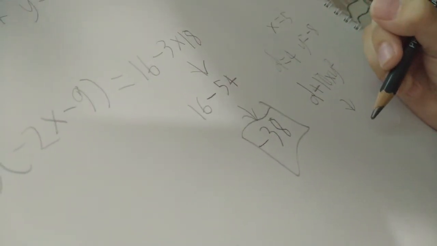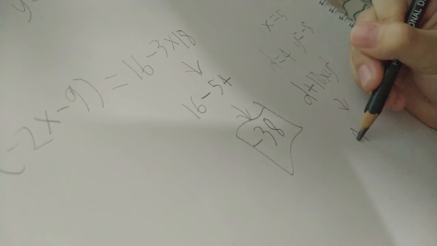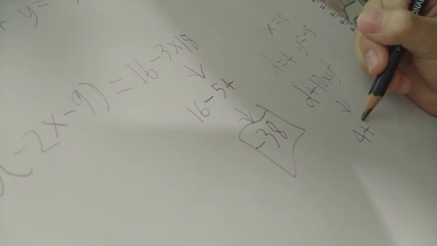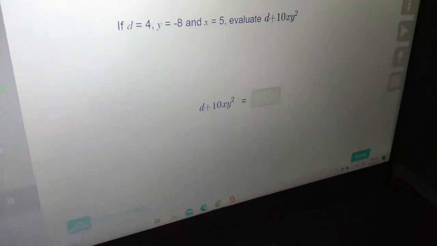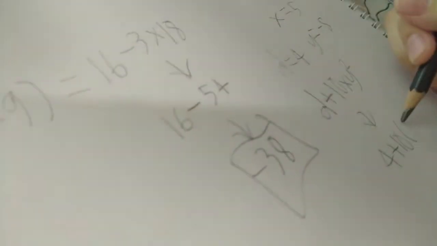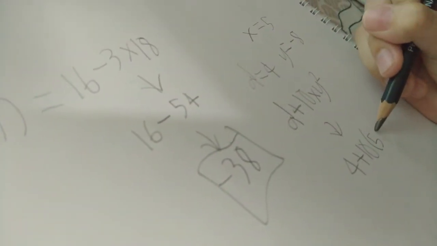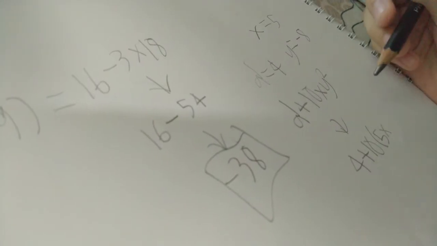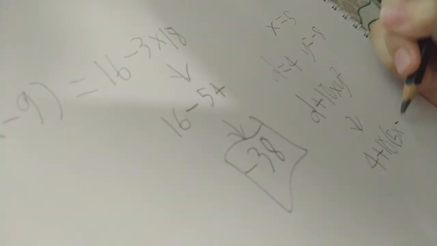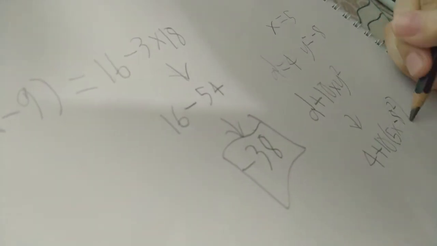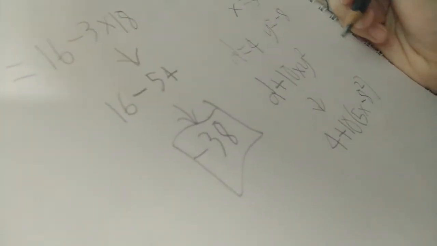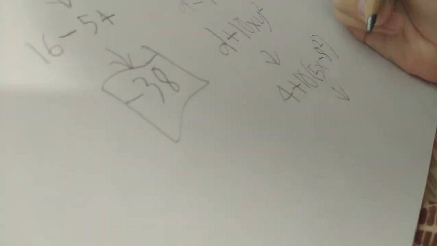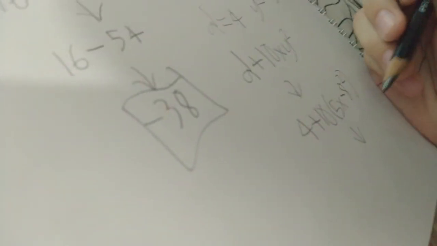Okay, now we do this. 4 plus 10 times 5, times negative 8 squared. Okay, negative 8 is the squared one, not the 5 and negative 8, of course, because some of you might at times get confused if you're not knowing math and just trying to go on here, but it's okay. I still learned algebra.